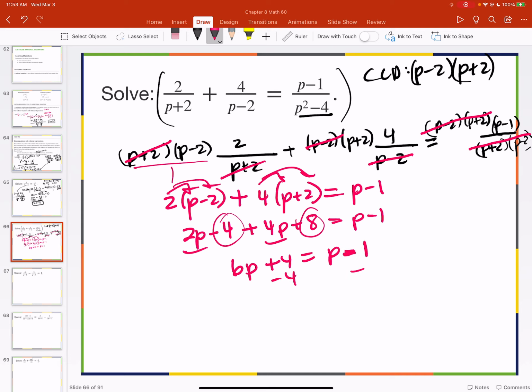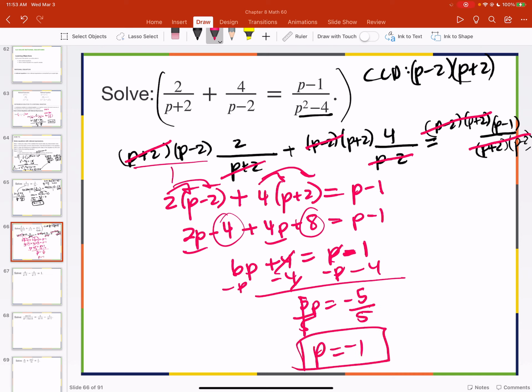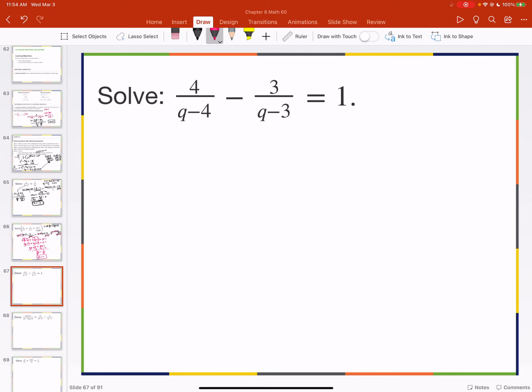So subtracting the 4 from both sides, and subtracting the p, we get 5p is equal to negative 1 minus 4, which is negative 5. And then we just divide by the coefficient, and you get p is equal to negative 1. Okay. All right. Let's do another one here.